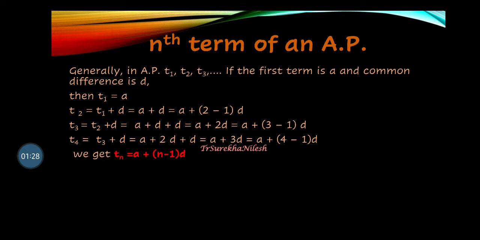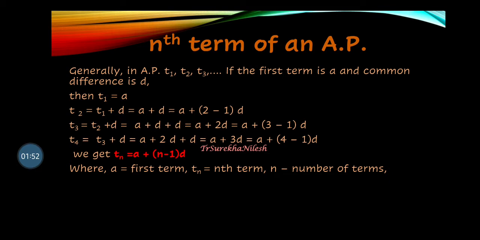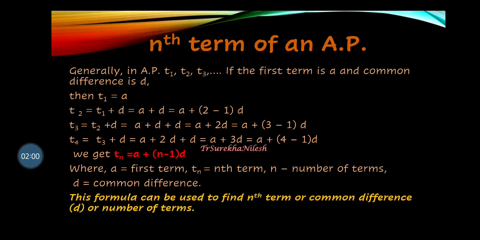From this we get a formula to find the nth term of this AP: Tn equals A, the first term, plus n minus 1 times D. Here Tn is the nth term, A is the first term, D is the common difference and n is the number of terms. This formula can be used to find the nth term, the common difference, or the number of terms.